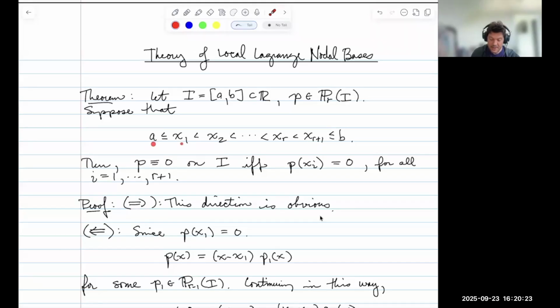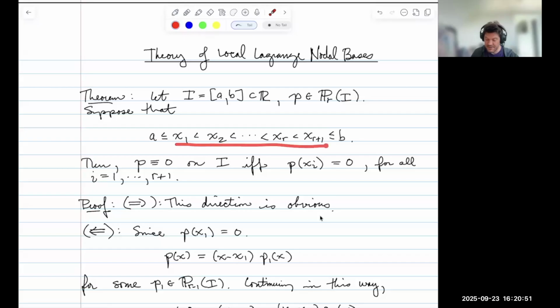x1 could be equal to A and x_{r+1} could be equal to B, but otherwise they go in ascending order. x1 is strictly less than x2, which is strictly less than x3, etc. Then P is identically equal to 0 on this interval if and only if P is equal to 0 at each one of these r plus 1 distinct points, right?